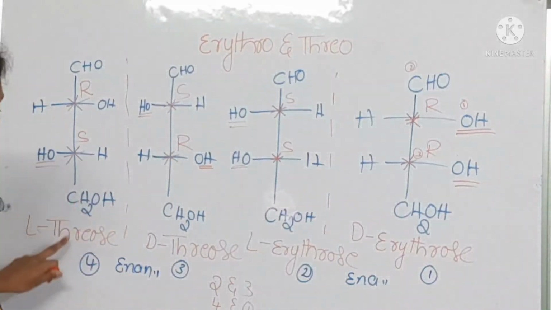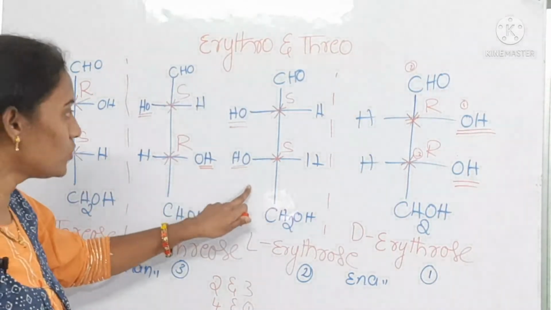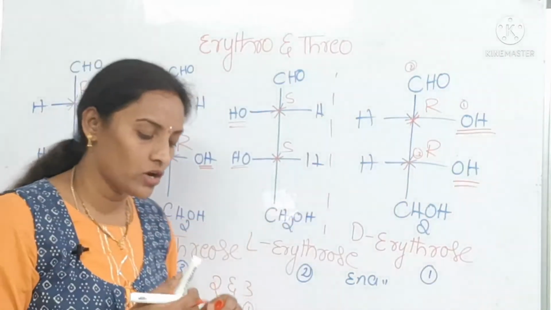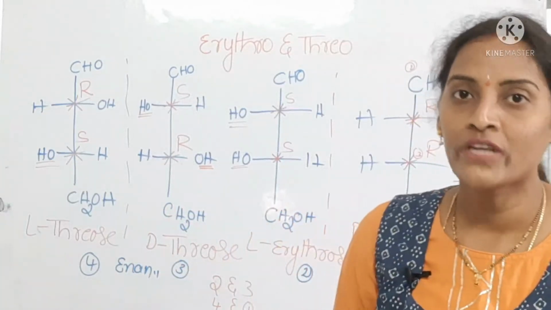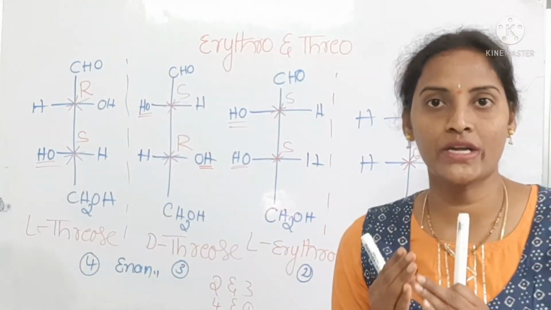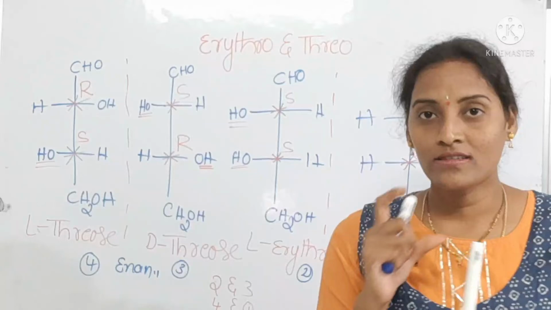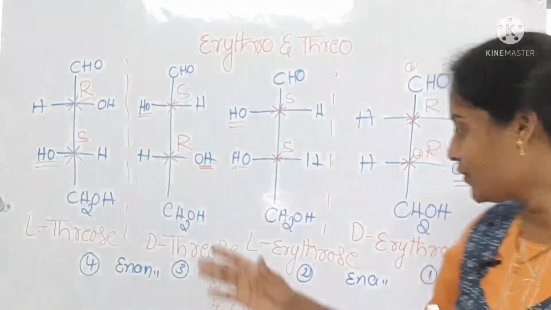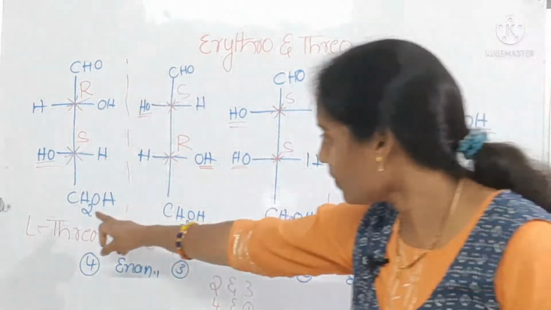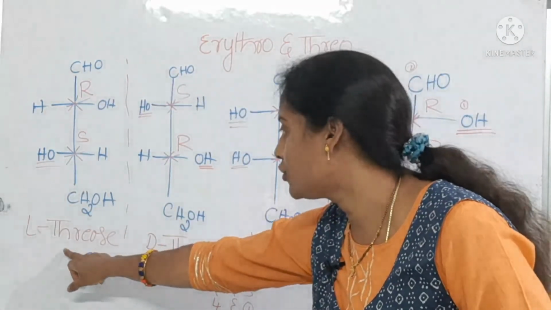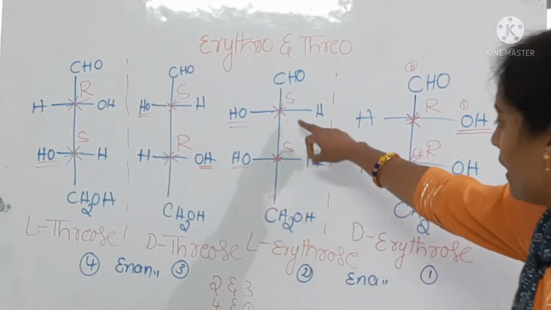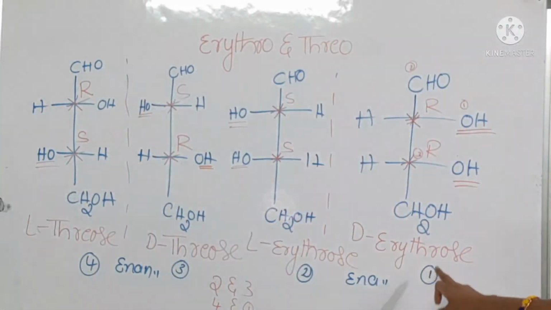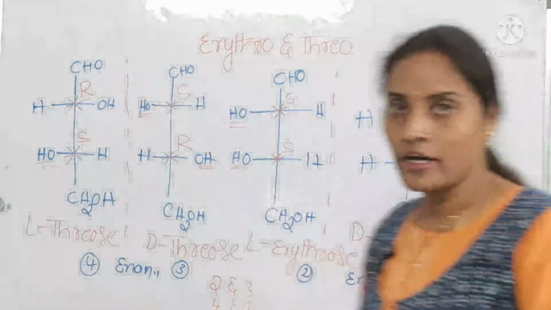You see, this 4 is a diastereomer to the second one, and also this 4 is a diastereomer to the first one, because what is the diastereomer's definition? Diastereomers are optically active and the configuration is similar for some centers and opposite for some centers. If you observe, this fourth one, L-threose, is a diastereomer to the L-erythrose. In the same way, this L-threose is a diastereomer to the D-erythrose also.